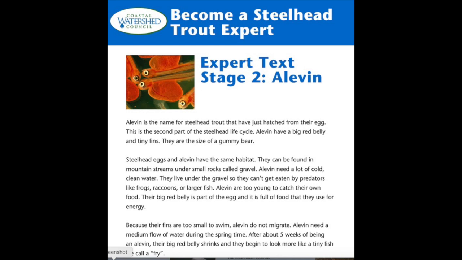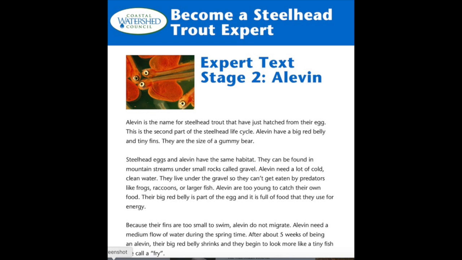Stage 2: Alvin. Alvin is the name of a steelhead trout that has just hatched from its egg. This is the second part of the steelhead life cycle. Alvin have a big red belly and tiny fins. They are the size of a gummy bear.